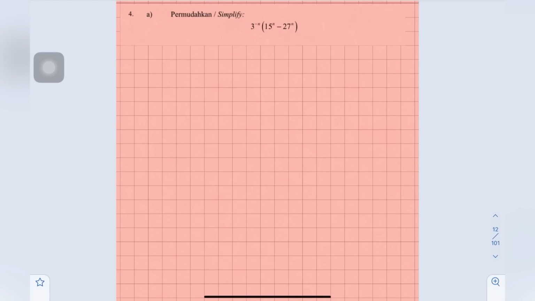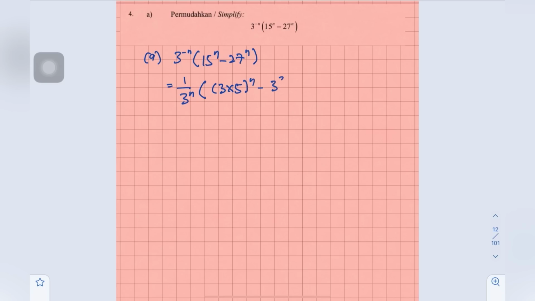Number 4a, simplify 3 power of negative n times (15 power of n minus 27 power of n). This one is a question of indices. The bases are 3, 15 and 27. First of all, we need to make the bases uniform, base 3. So this becomes 1 over 3 power of n. 15 is 3 times 5 power of n. 27 is 3 cubed. Then 1 over 3 power of n.